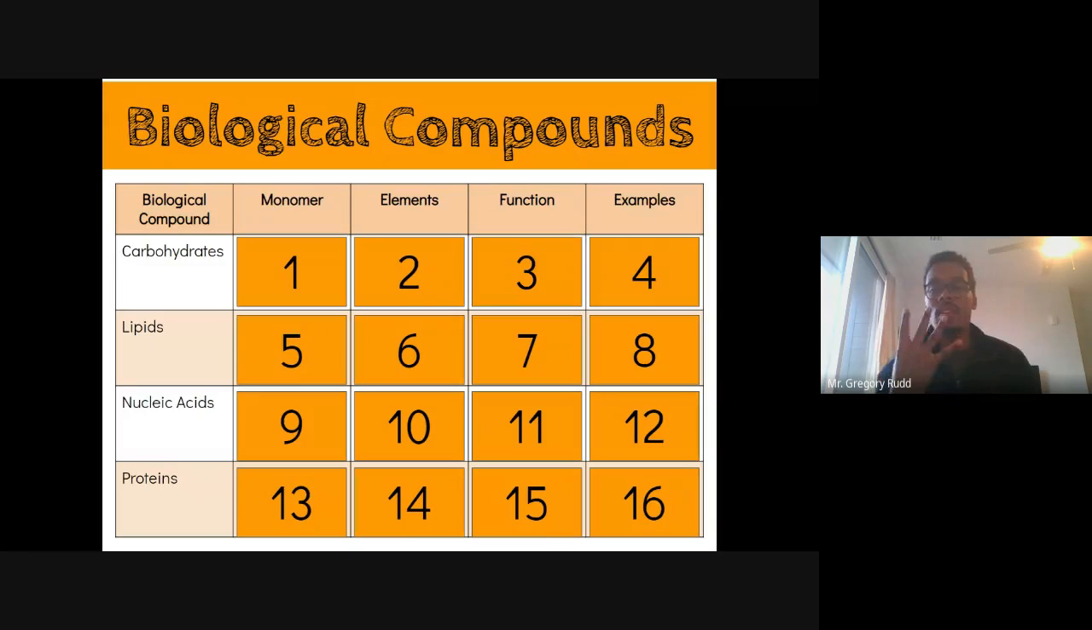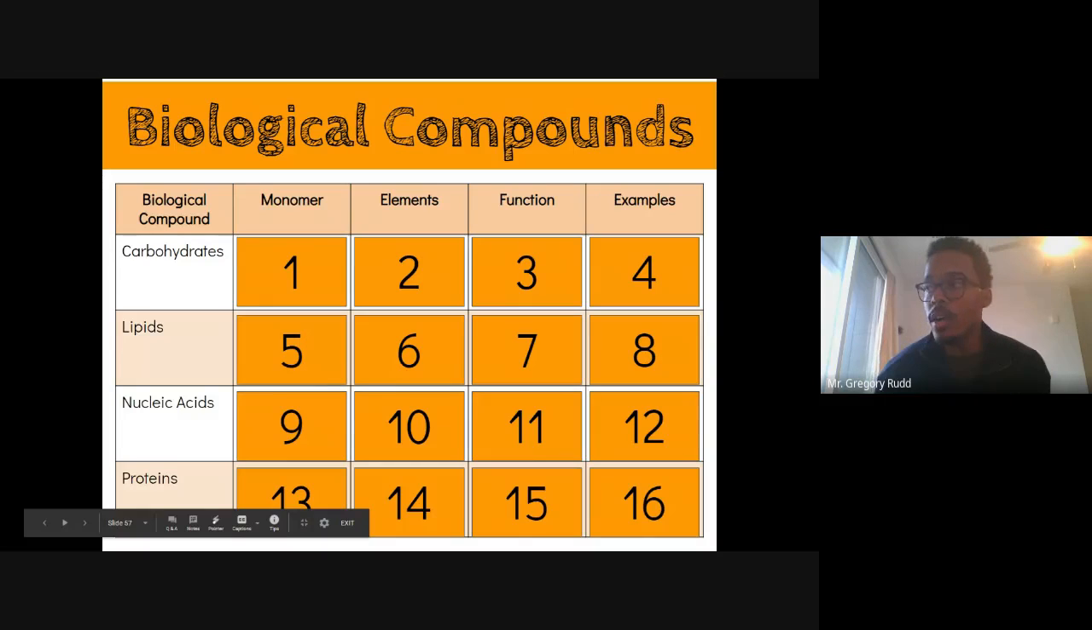And in each case, I told you all that there were 4 things that you needed to know about each biological compound. You needed to know the monomers that make up each compound. You needed to know the elements that make up each compound. You needed to know the compound's function, and you also needed to be able to provide examples of that compound. So we did the first 2 rows on Wednesday. And then yesterday, we also introduced the last 2 rows. So at this point, we should be able to fill out this entire table. So that's what I want to do.